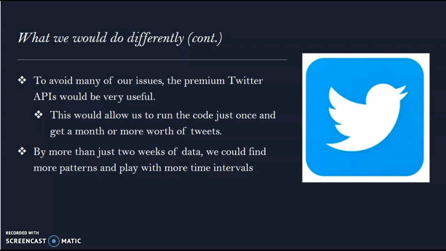To avoid many of our issues, the premium Twitter APIs would be very useful as well. This would allow us to run the code just once. No duplicates or overlapping tweets would be gathered, and we would be able to get more than a month worth of tweets if we wanted. By having more than just 2 weeks of data, we could find more patterns and play with more time intervals.